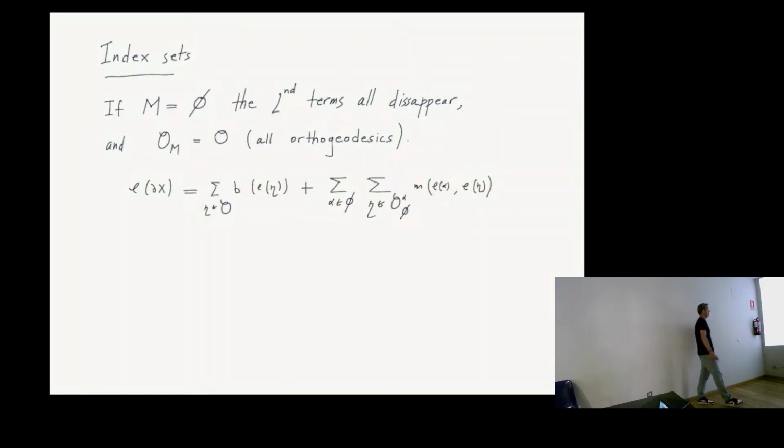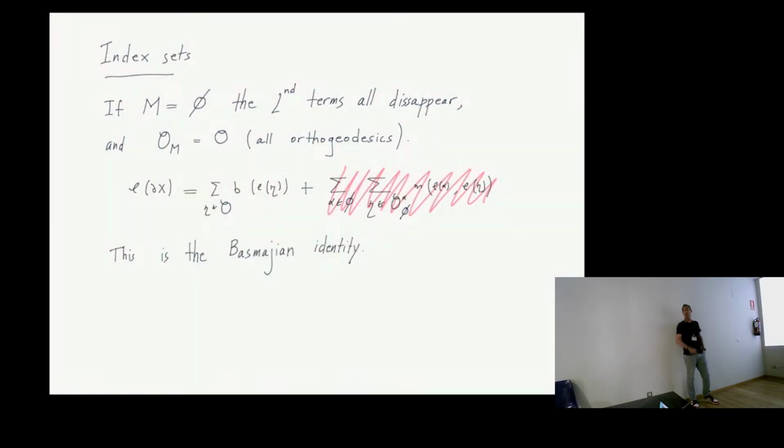Right? And now, if I look at this identity again, and this time I take as a coherent set the empty set, well then what happens? So all the unsupportive orthogeodesics become all orthogeodesics. So I get all of them. Okay? And if you look at this term, well, this term is going to disappear because I'm taking a sum over the empty set. So this whole side disappears, and the sum here is over all orthogeodesics, and this really becomes the Basmajian identity.